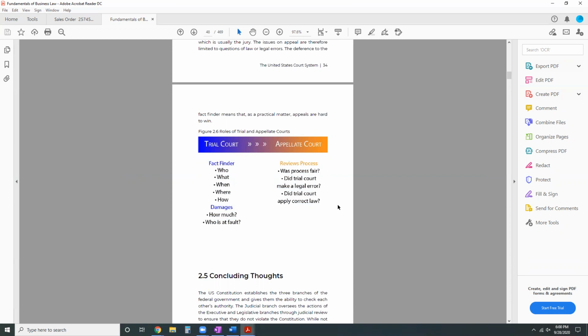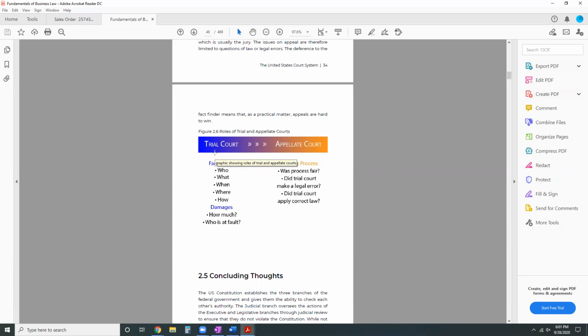On appeal, we're asking different questions. Was the process fair? Did the trial court make a legal mistake? Did the trial court apply the correct law? And so I really want you to understand these two different types of courts and understand that they exist within the state and federal system.